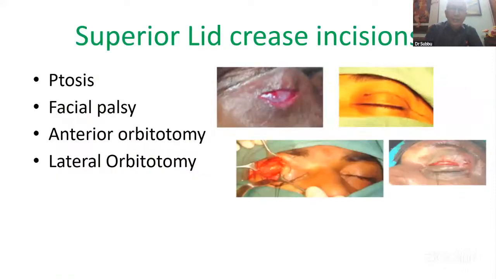The superior lid crease incisions are usually given for ptosis. This is the superior lid crease incision, which can be a small incision levator surgery or a normal full thickness incision levator surgery, or for orbitotomies, for facial palsies where you do a levator recession, or for a gold weight, or for the anterior orbitotomies, as you can see here, or even for a dermoid, that superior temporal dermoid. We can do a superior lid crease incision, push the dermoid into this incision and take it out so that there won't be any scar. Similarly, a lid crease incision can be given for a lateral orbitotomy, which is known as the Harris lid crease incision.